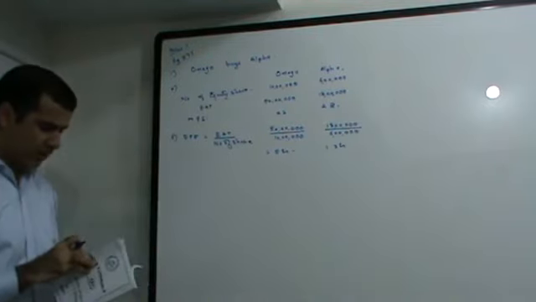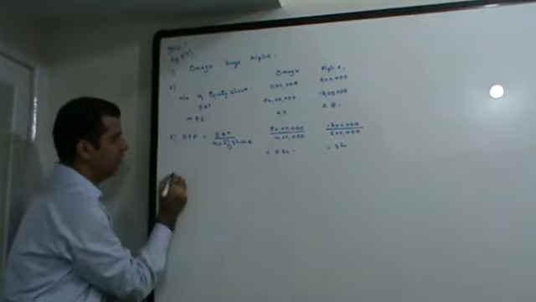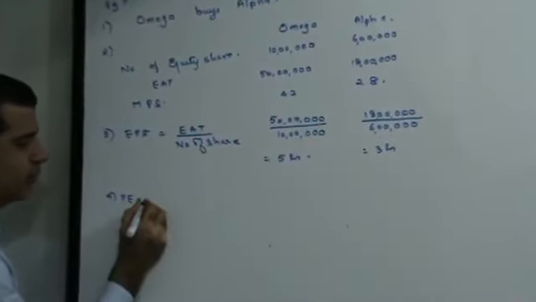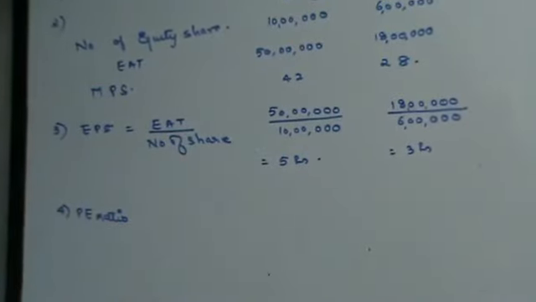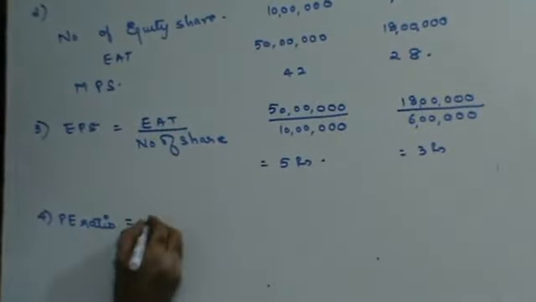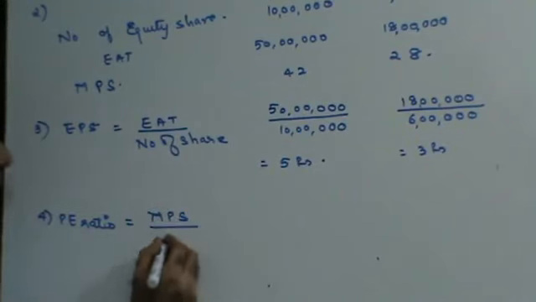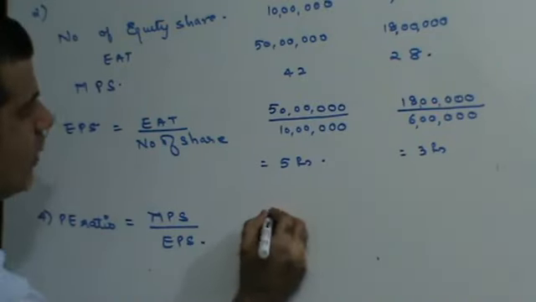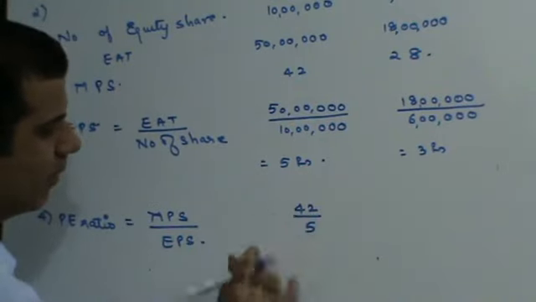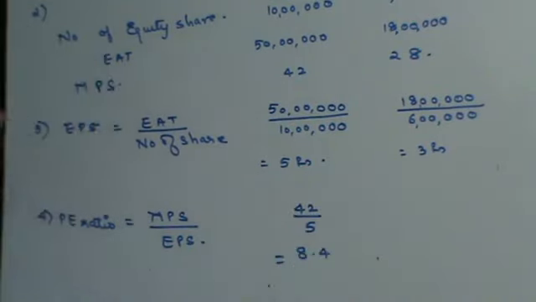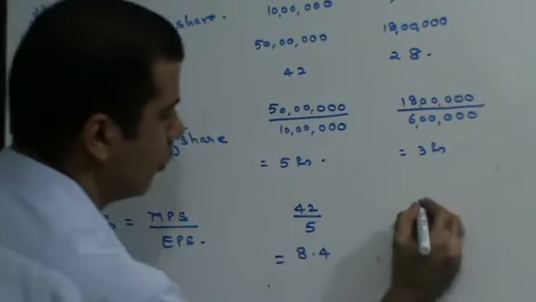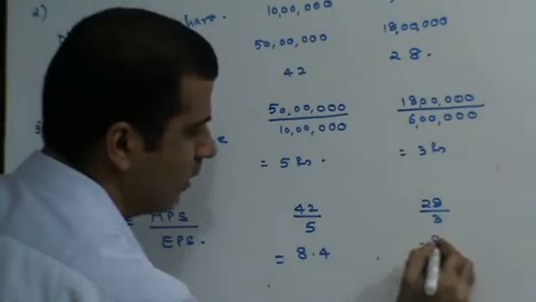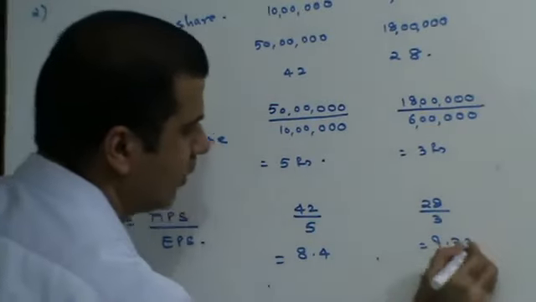Once we have the earning per share, the next thing that you have to find out is the PE ratio. PE ratio stands for price earning ratio. PE ratio is given by the formula MPS upon EPS. Price earning ratio is nothing but market price per share upon earning per share. So in the case of Omega, it is going to be 42 divided by 5, which is 8.4, and in the case of Alpha, it is going to be 28 divided by 3, which is 9.33.